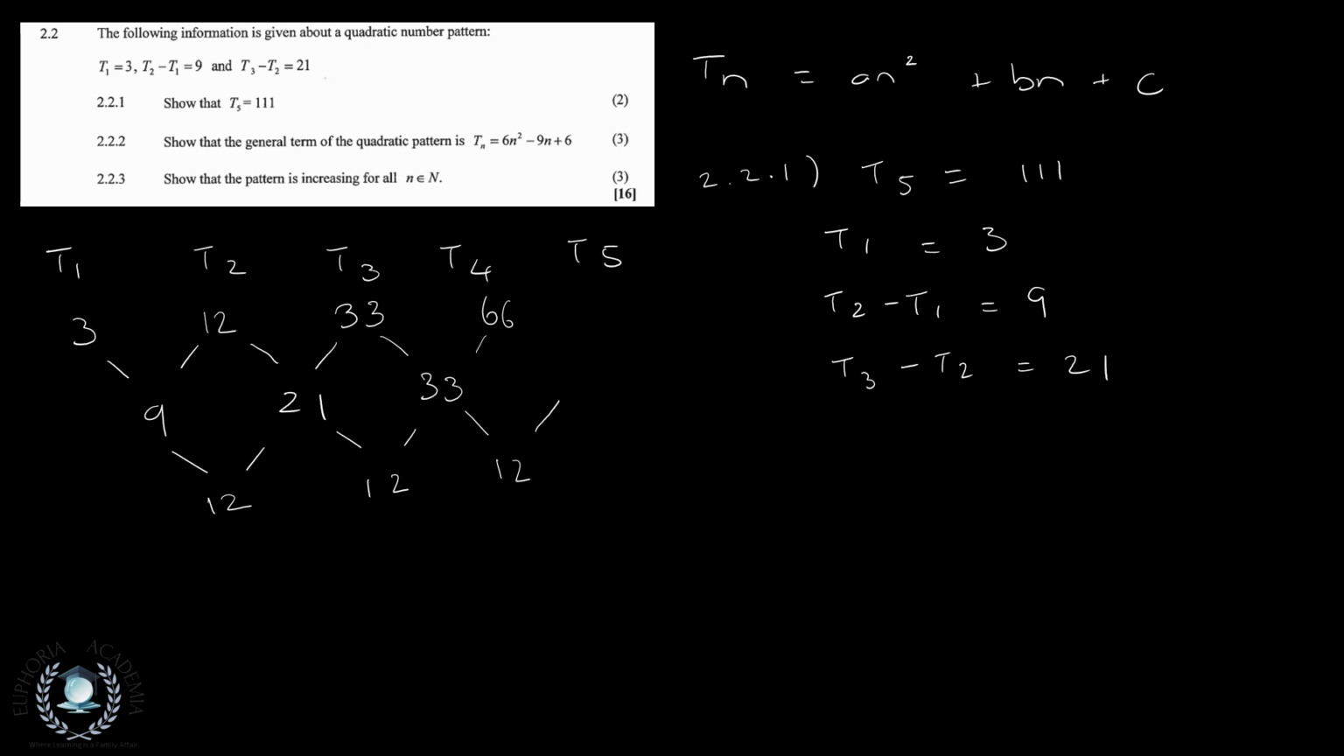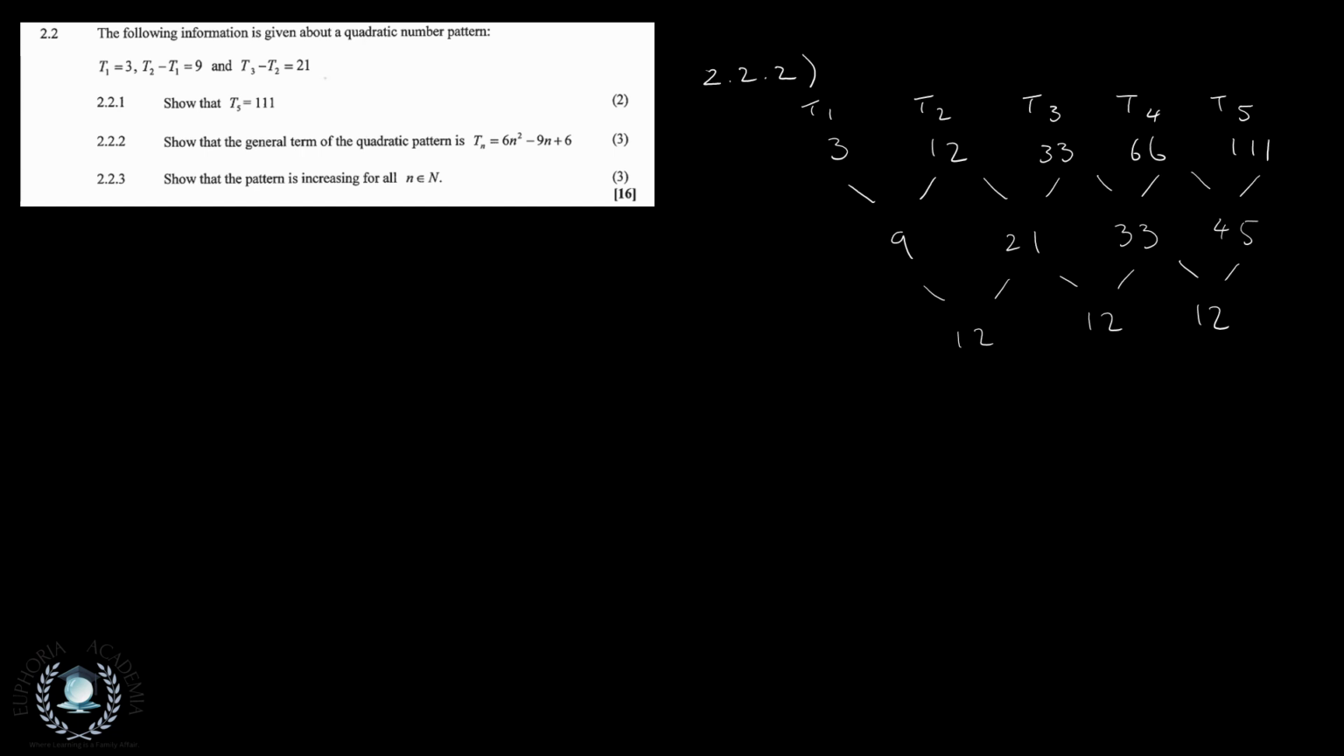33 plus 12, that is going to give us 45. Now 66 plus 45, that is going to give us 111. So therefore our fifth term is 111.